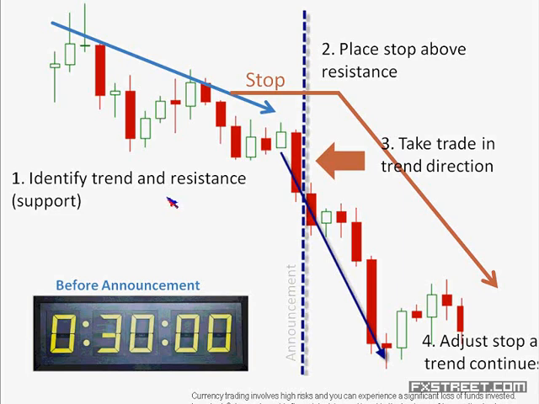And I'm going to show you a number of examples here momentarily. But that is a very concise, clean way going in ahead of the announcement that I can identify a trend, I can use the charts, and I'm going to trade with the smart money. I'm going to trade with the big money. I'm going to trade with the big banks, and they will always be trading their expectations of the announcement.